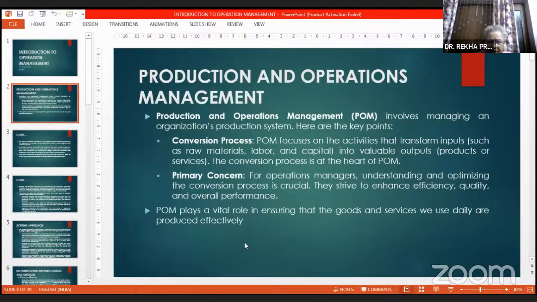Here it says production and operations management plays a vital role in ensuring that the goods and services we use daily are produced effectively, the right way, and in the right direction. If you are doing it the right way, but you are not doing the right thing, then also it is meaningless. And if you are producing it the wrong way, there will be a lot of wastage, the price of the product will go up, and people will not be able to buy, because there's a lot of competition.